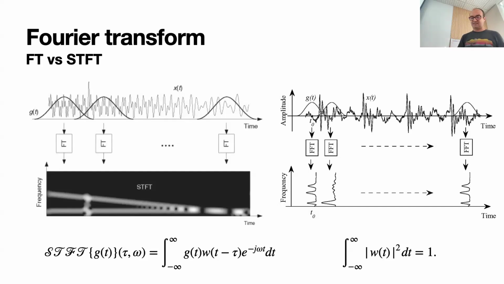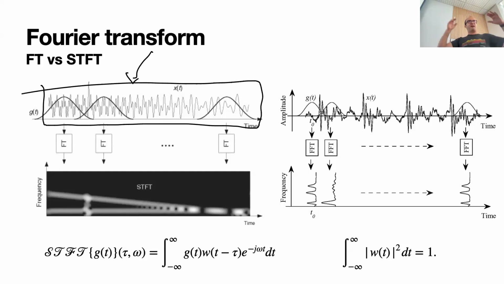The idea is this. We have a signal, and instead of calculating the Fourier transform on all of it at once, we start slicing the signal with a window function. So we take only this part and calculate the Fourier transform, and we get one line here. And then we move the window, take another slice, and cut it here.